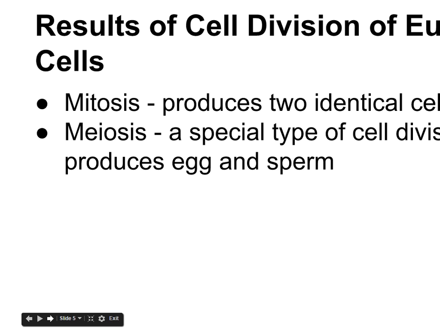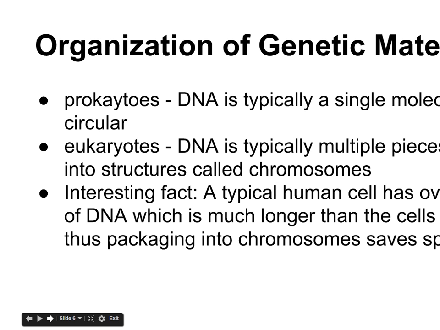The other type of cell division we're going to talk about is meiosis. That's a special type of cell division that produces the egg and the sperm. And those will be used then in reproduction. So meiosis is only used in the male or female reproductive system. So in the male testes and in the female ovaries is the only time you'll see meiosis occurring. The rest of the cells will undergo mitosis.